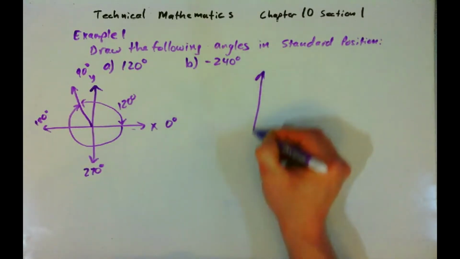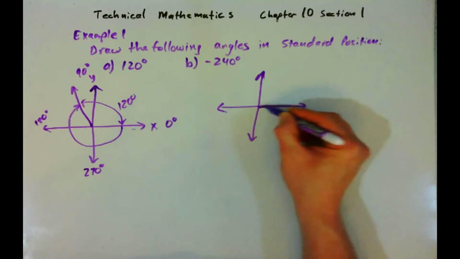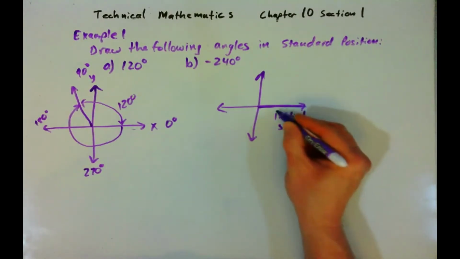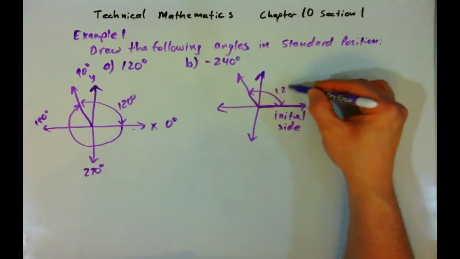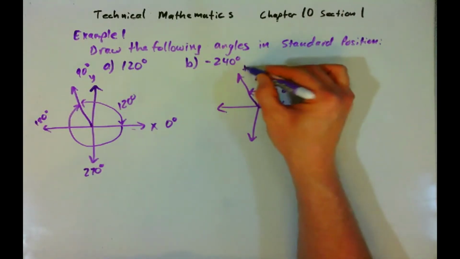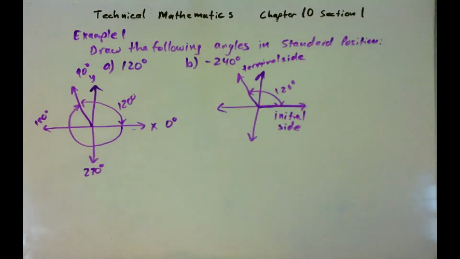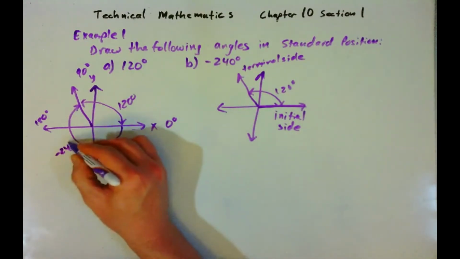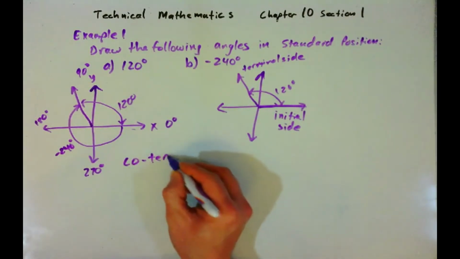And so if you remember, for any angle that we draw in the coordinate plane, we have the initial side, which is the positive x-axis. We call that the initial side, and where the angle terminates, for example 120 degrees, we call that the terminal side. So every angle has an initial and a terminal side, and the angles 120 and negative 240 share the same terminal side, and we call those coterminal. These are coterminal angles.